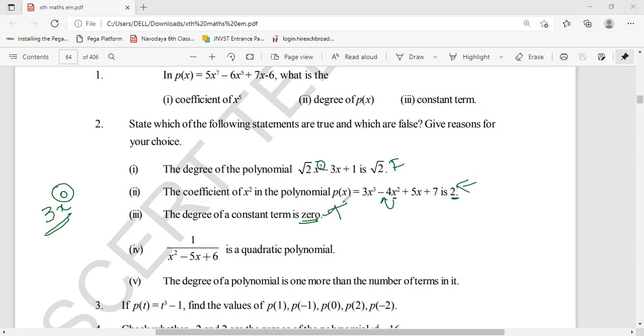So true. And the denominator containing x terms means that it is not a polynomial. So it is not a polynomial, and it is not a quadratic polynomial.